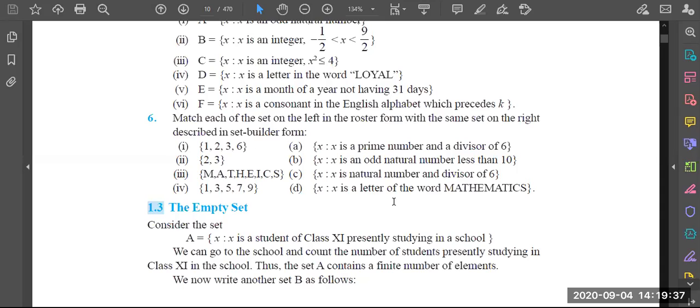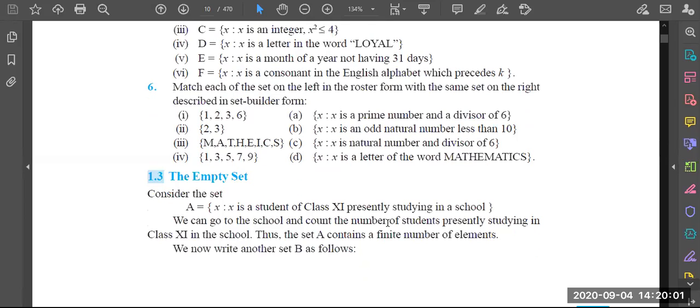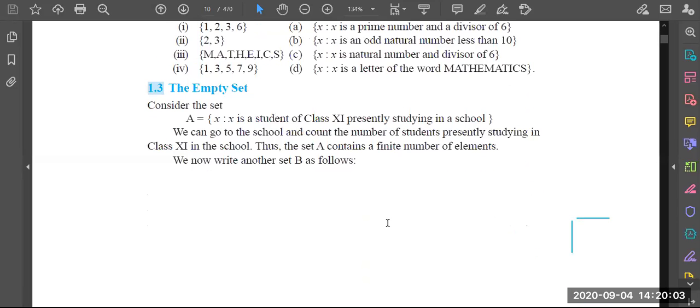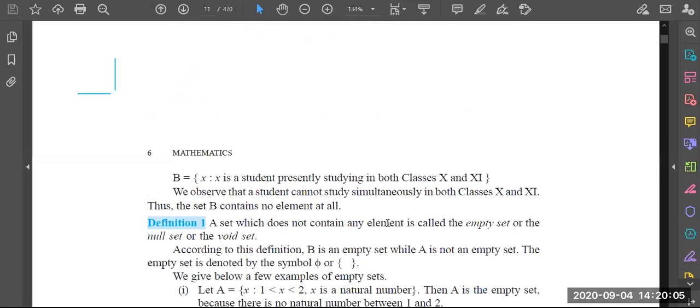Then we have the infinite set. What is the meaning of an infinite set? Unlimited, right? For example, the set of all natural numbers. Is the set of all natural numbers a finite set or an infinite set? Infinite set. Then we have the empty set. Empty set means which doesn't have any element.